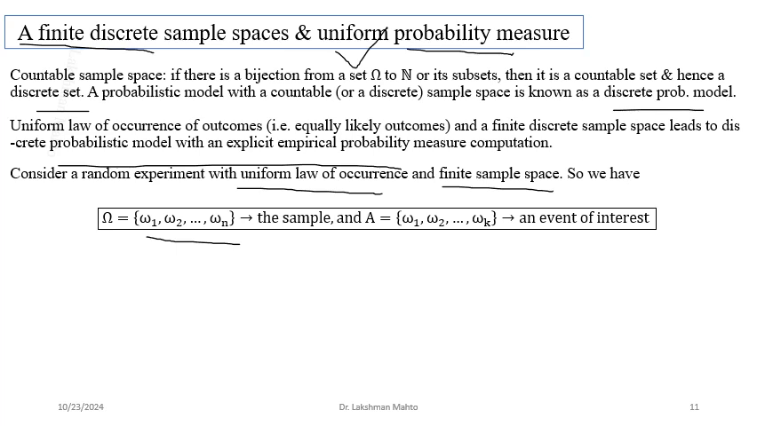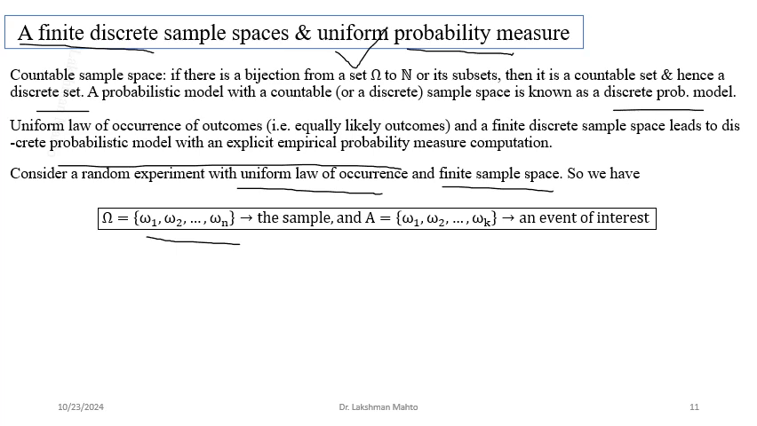So n would depend upon n. In all this situation, n is a finite number. That means our sample space is a finite set, and hence a discrete set. You can easily say that. You can call this number first, that number second, like that. So you are getting a sequence this way.